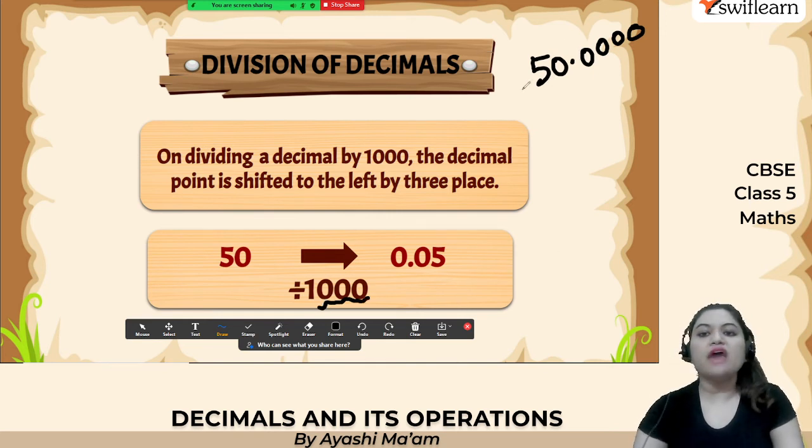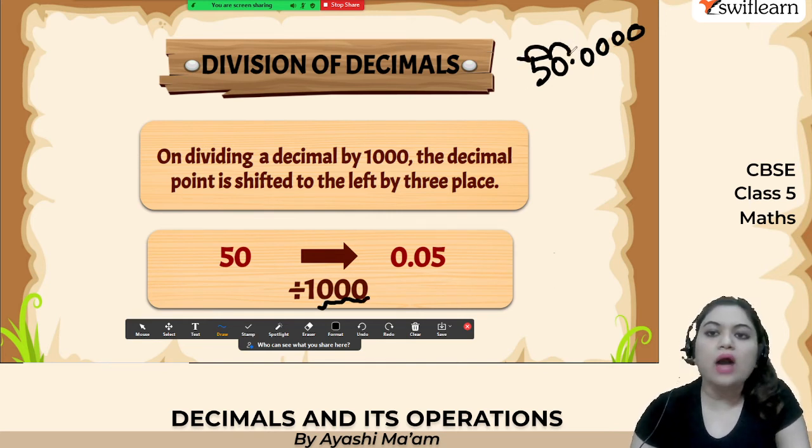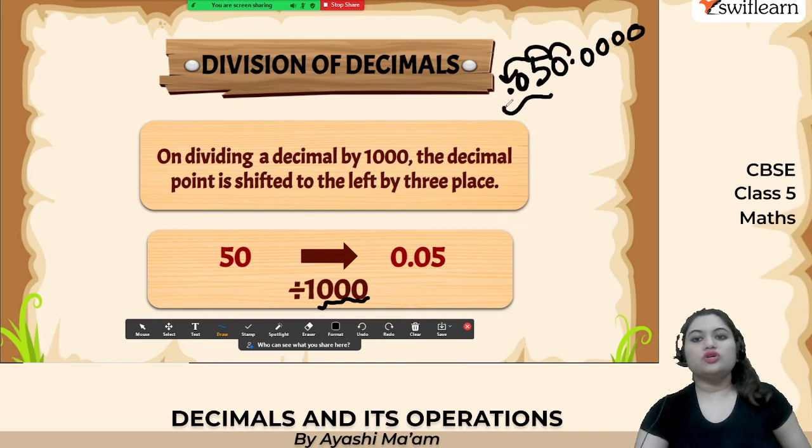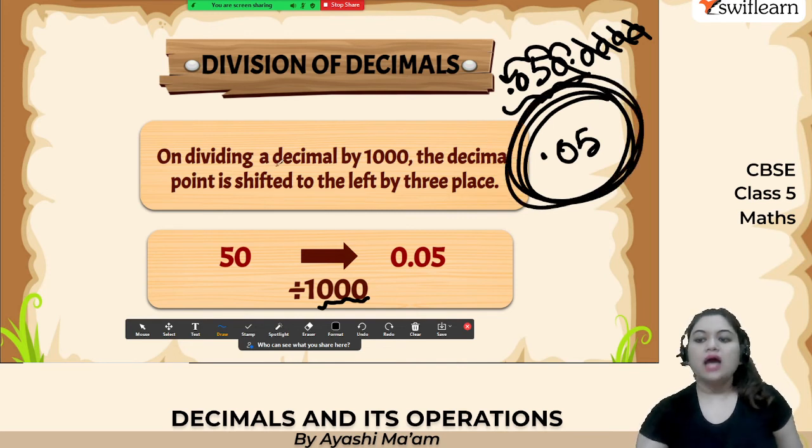So we will move left 3 digits. So 1, 2 and 3. Here we don't have any digit. That means we have a 0 over here and we can put the decimal point over here. So your answer will become 0.05, right? These zeros we can simply cancel and this will be our answer.